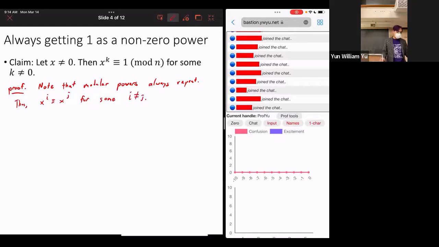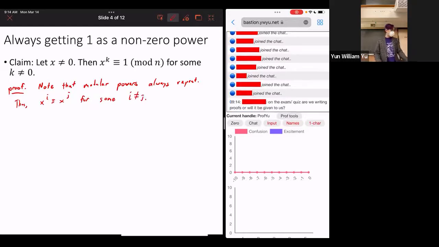What are we saying here? Well, this is just rewriting. Let me grab my other set of notes because this set cuts off some of them. Yeah. So this is really just rewriting some of the statement above. If modular powers always repeat, then that means that there has to be some index i and j, two different powers that are equal to each other. Otherwise, you couldn't repeat, right?